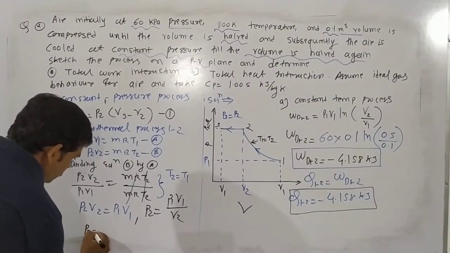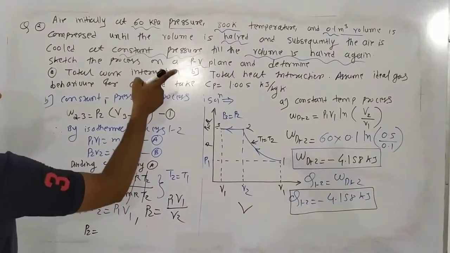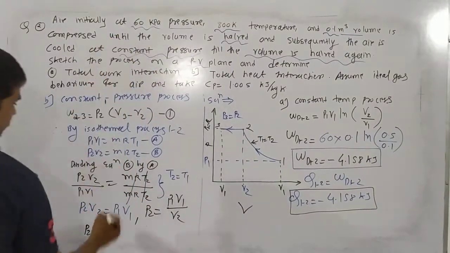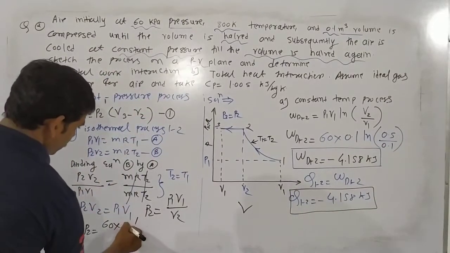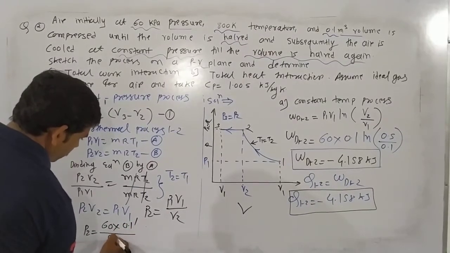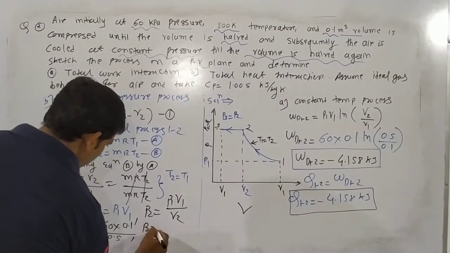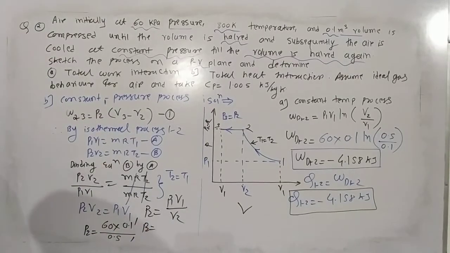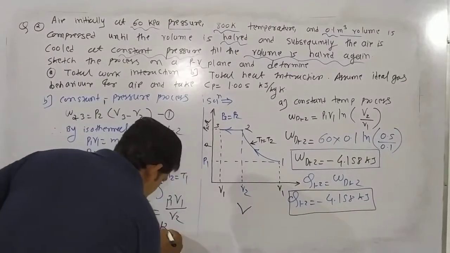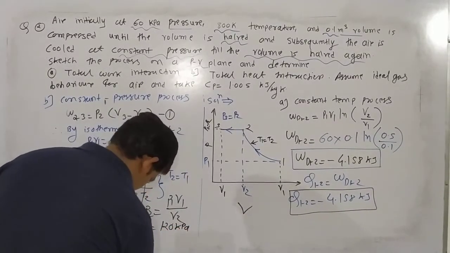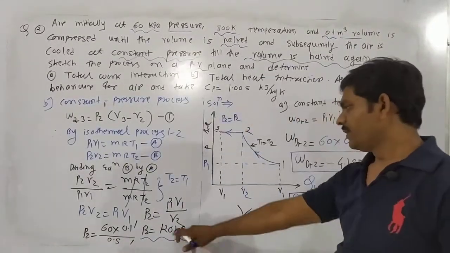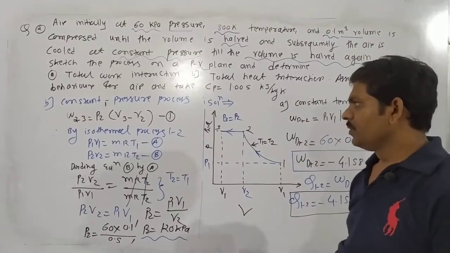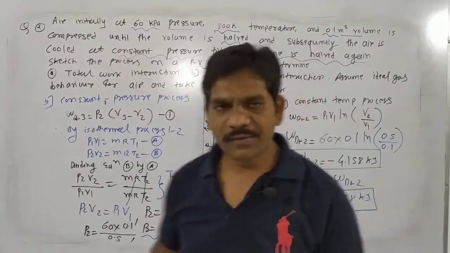So P2 is equal to, what is P1? P1 is initially given, how much is it? 60 kilopascal. Initial volume is 0.1, and this volume is 0.5. So what is the value of P2, guys? Do the calculations. It is 120 kilopascals. This is the value, right? 120 kilopascals. So let's put the value in equation number 1.